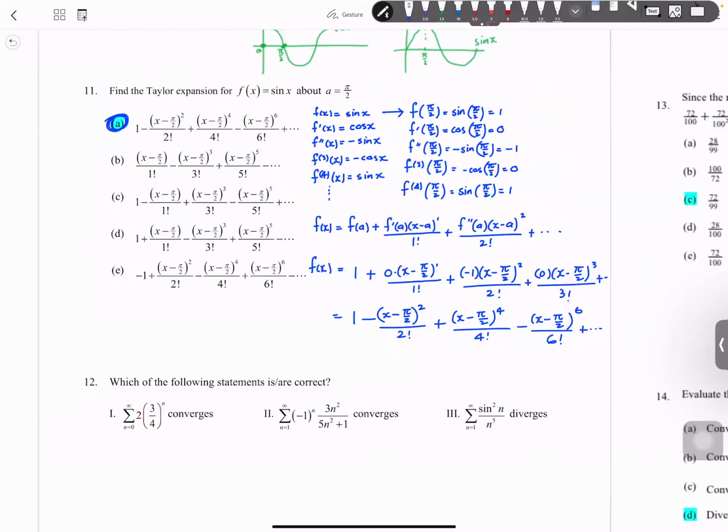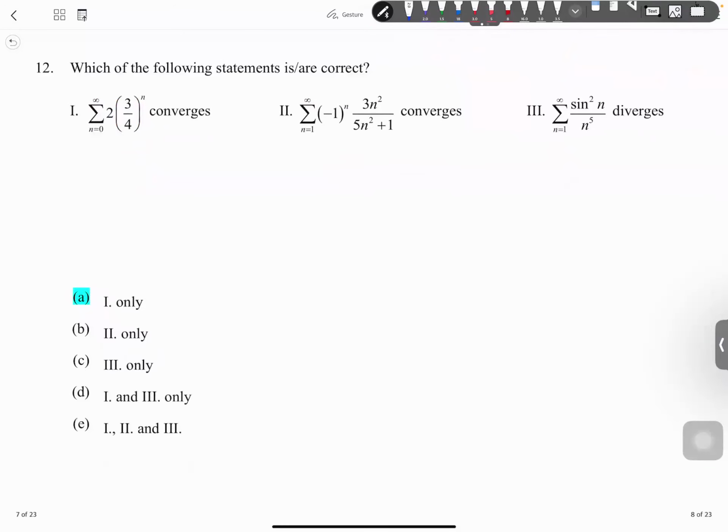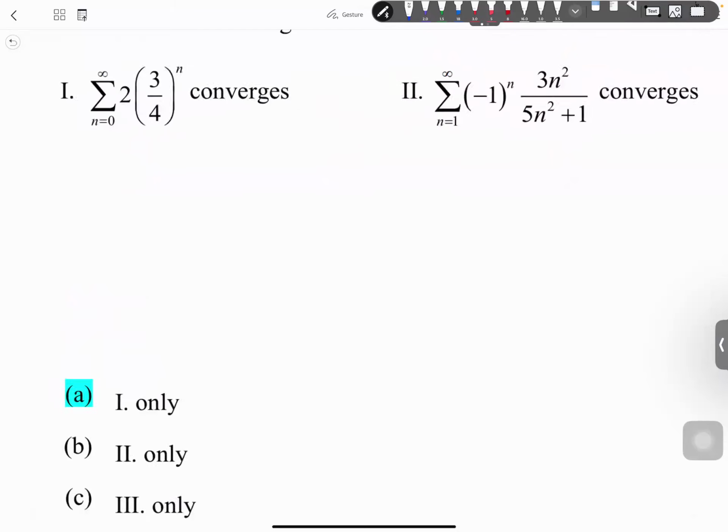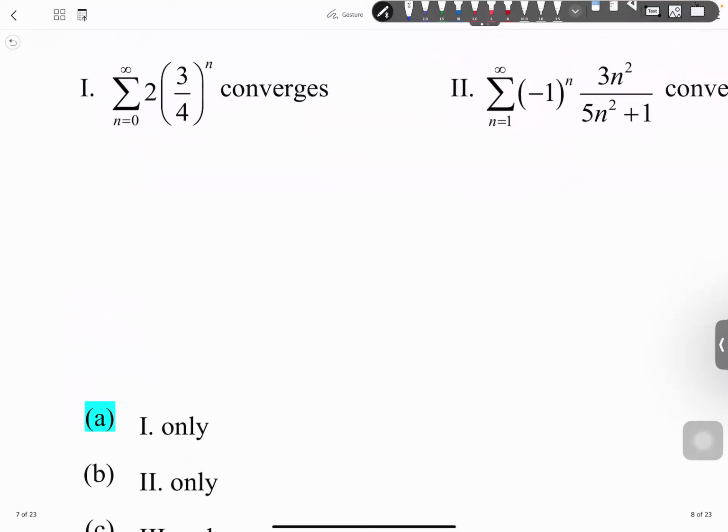Good. All right. Number 12 says, which of the following statements is or are correct? I'm given 3 series and I'm being told something about their convergence or divergence. We want to go ahead and see if that is correct. So let's just go ahead and evaluate. If you look at series number 1, what type of series is this? Geometric, right? You see n is only in the exponent. It's an exponential expression. That makes it geometric. It's already in the correct form for geometric.